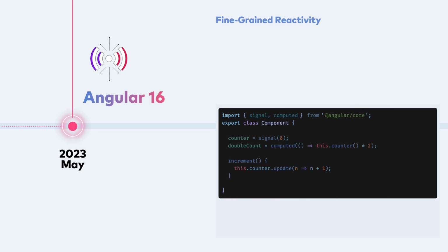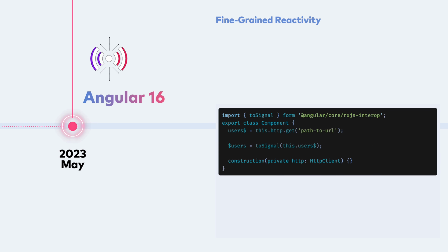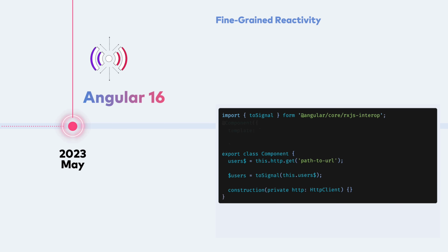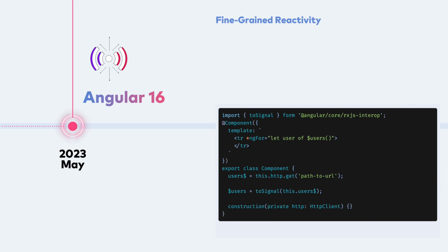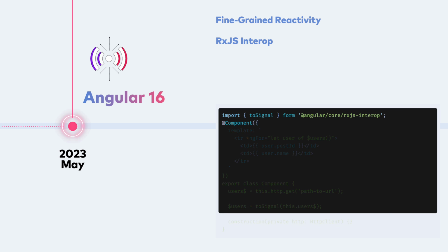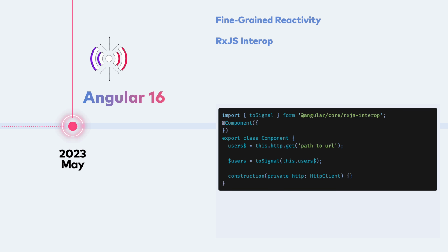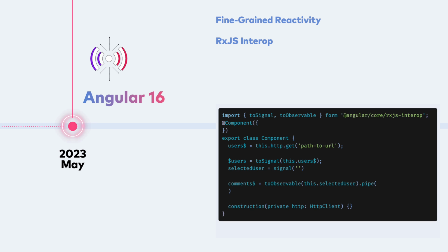But not all aspects of the framework are signals. Routers, network, they still emit events. And we need a way to integrate between signals and observables. That's what RxJS interop does. It provides methods like toSignal and toObservable.